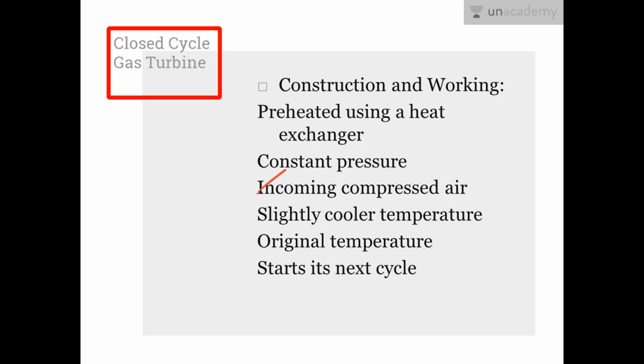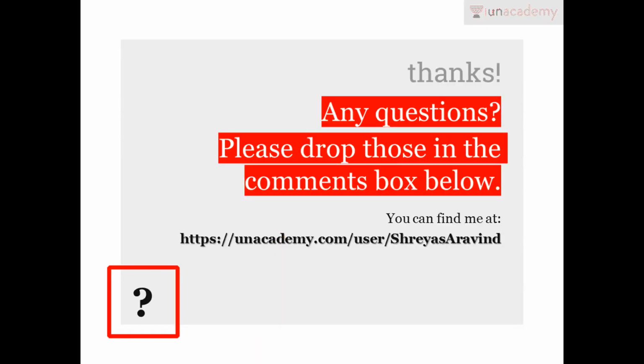The exhaust hot air is made to flow back to the compressor through the heat exchanger and cooler. At the heat exchanger, it gives away its heat to the incoming compressed air. Hence it loses some heat and becomes slightly cool. As it passes to the cooler, it returns to its original temperature, and it is then ready to start its next cycle.